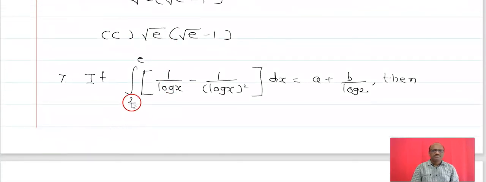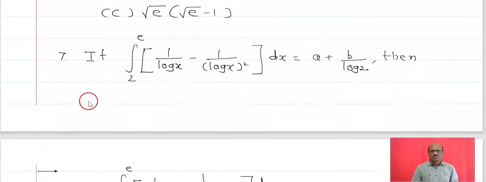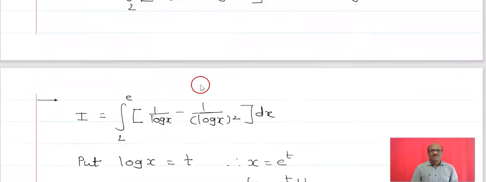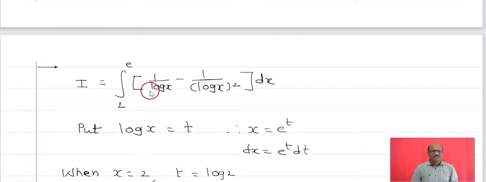Question number 7. If integral 2 to e in square bracket, 1 upon log x minus 1 upon log x whole square, dx equals a plus b log of 2. Okay. Then what is the value of a and b ची व्हॅल्यू काय असेल? तर आपण हे इंटिग्रल सॉल्व करणार. व्हेरी सिंपल इंटिग्रल, that is log of x equals t.